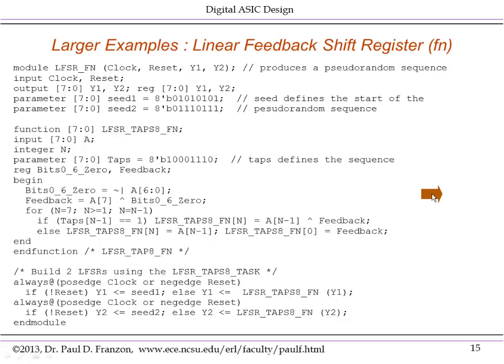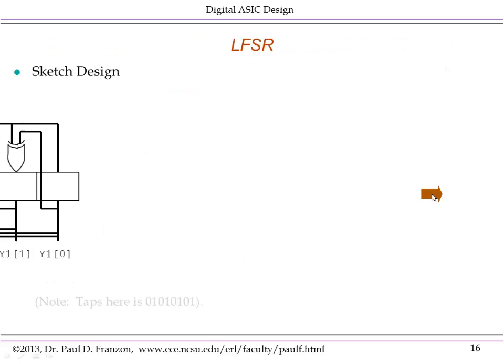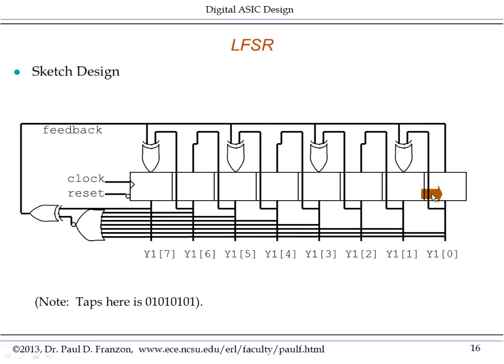So here's a relatively complex example that I'm going to illustrate with function and task. What we're building is a linear feedback shift register. Show the logic first. A linear feedback shift register is a register that feeds back on itself such that you can produce a pseudo-random sequence of numbers.